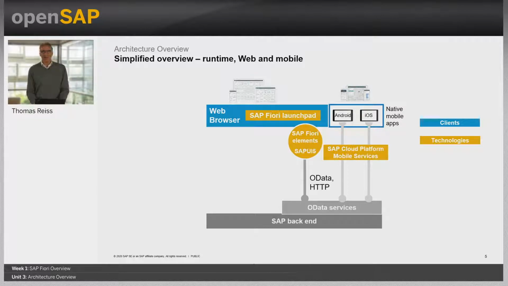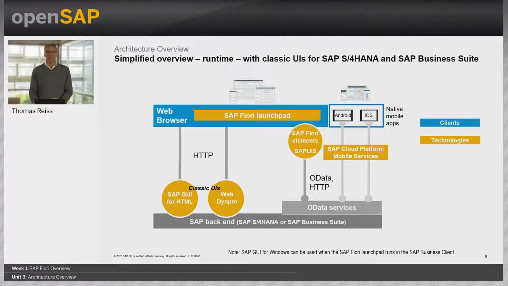Let's now extend this to look at how the classic UIs such as SAP GUI and WebDynPro fit into the picture. If you have an SAP S/4HANA or SAP Business Suite system as your backend, then we advise that you give your users access to the so-called classic UIs, i.e. SAP GUI for HTML or WebDynPro, via the Fiori Launchpad running in a web browser. For S/4HANA, the classic UIs will run in a browser on tablets as well as on the desktop, connected to the backend using HTTP. These classic UIs have the Fiori theme applied to them so that all the apps in the Launchpad have the same theme, providing a harmonized look across Fiori apps and classic UIs.